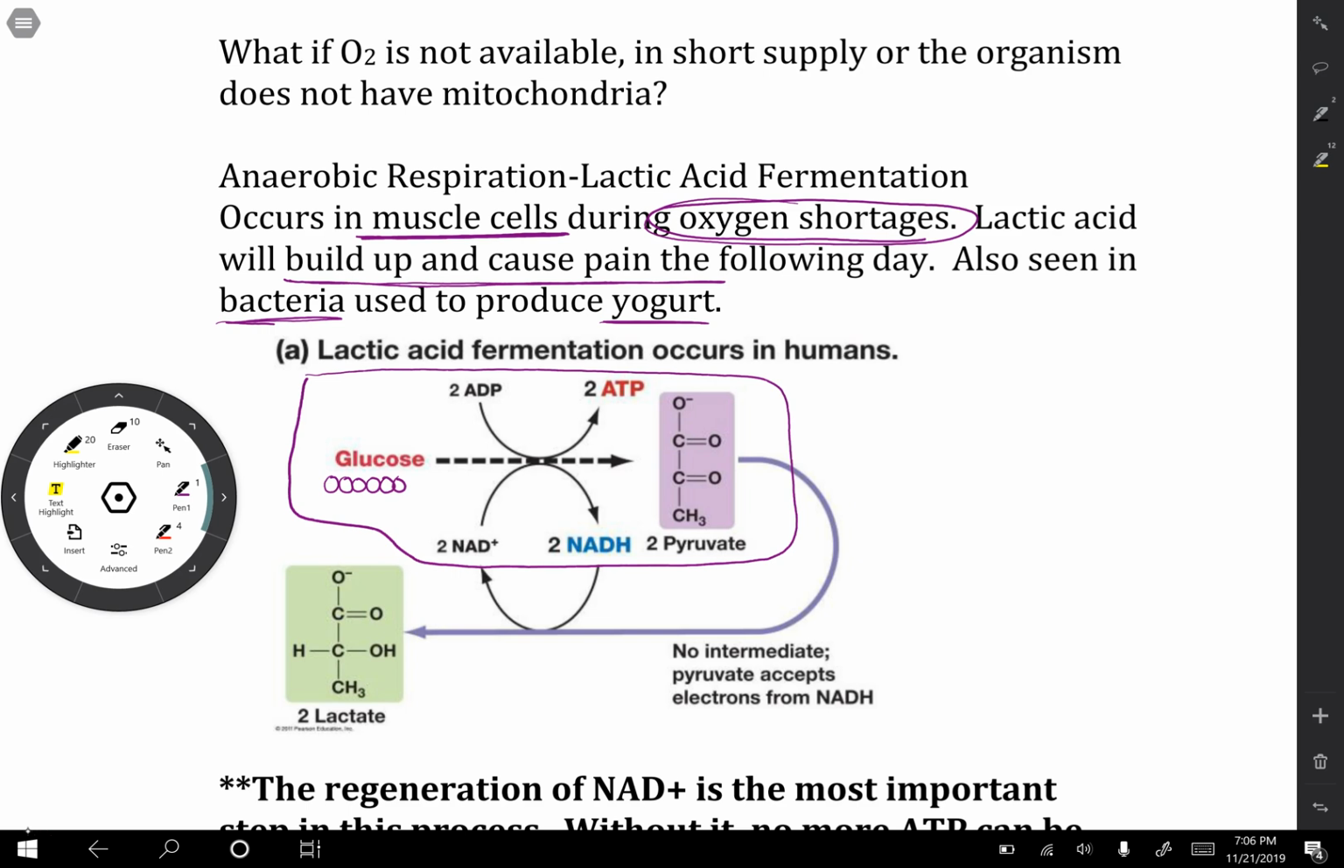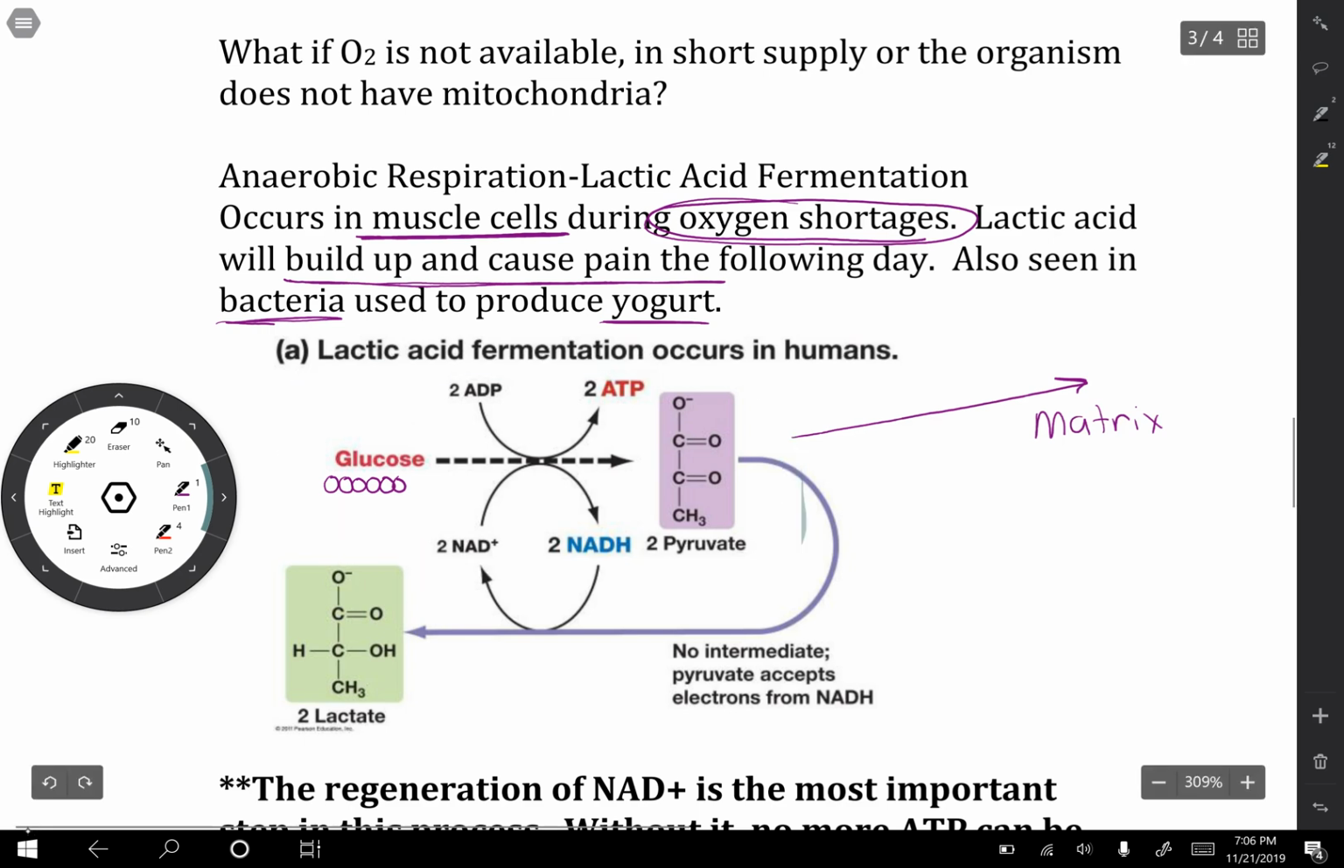Now, under normal circumstances, these pyruvates are going to go off to the matrix and life is good. That's what would happen under normal circumstances. But if a human exercises too much and the muscles go into a little bit of anaerobic respiration, now the pyruvates that you created do not go to the matrix. They stay in the cytoplasm, and what they're going to do is convert into what's known as lactate.